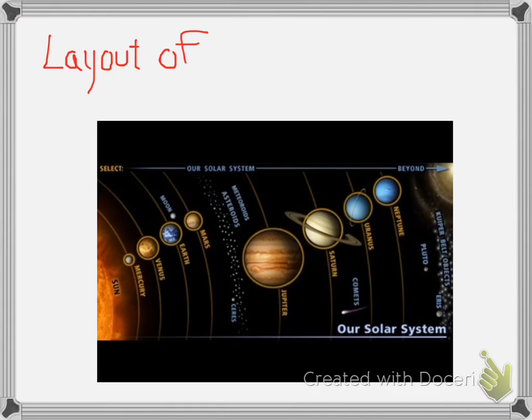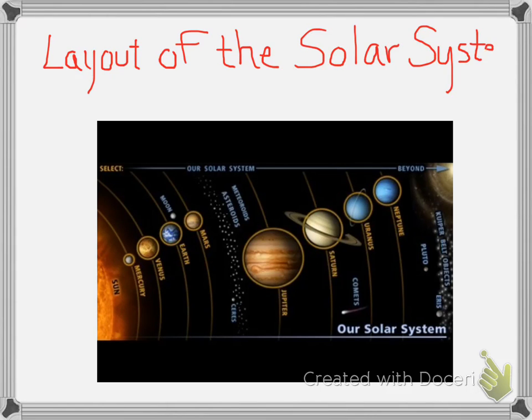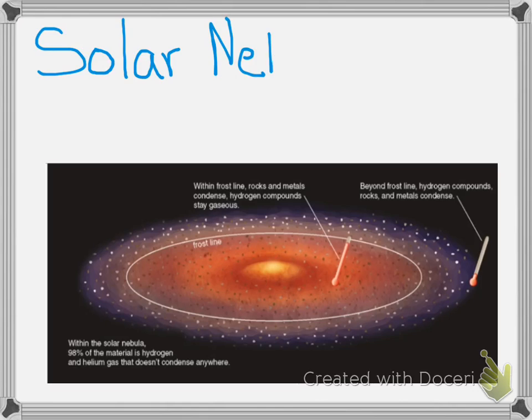Today we're going to look at the layout of the solar system. The layout can best be explained if you go back and look at how the solar system formed. So we go back to the solar nebula. You have a sun forming. You have dust and gas forming around it and clumping up together.